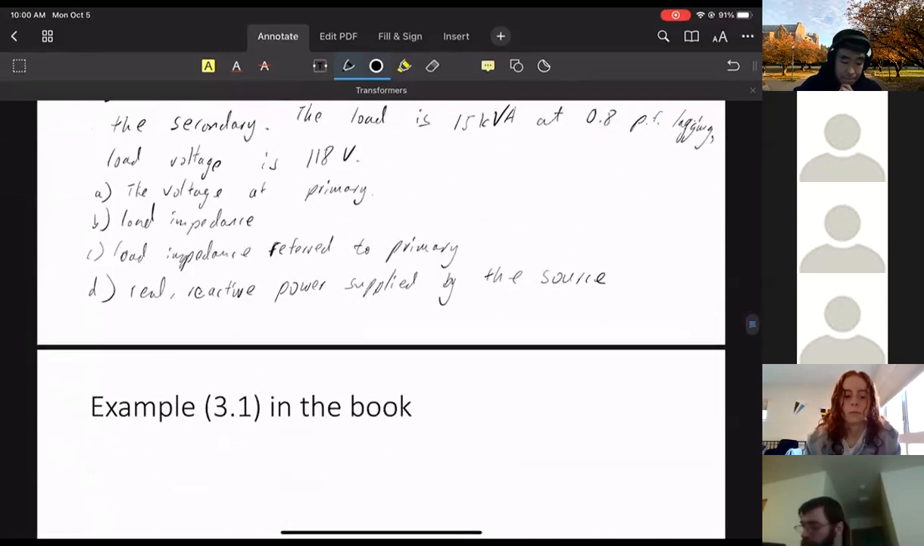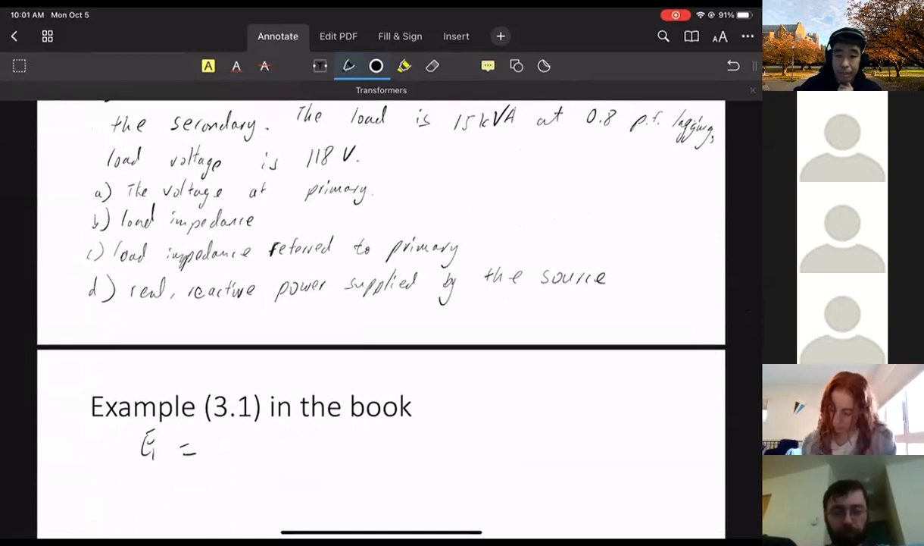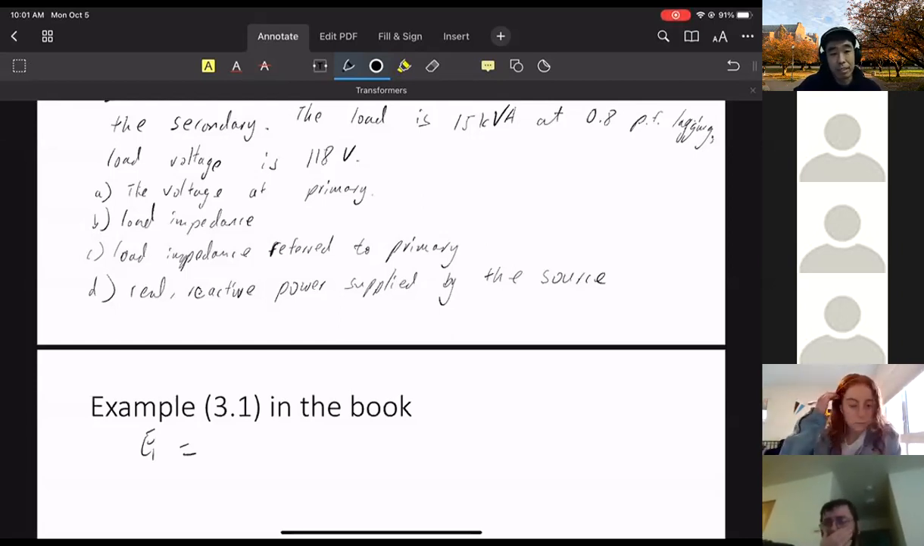What is the voltage at the primary then? What is E1? Which equation do we use to compute E1? What's the turns ratio in this transformer? If it's rated 480, 120, then what's the turns ratio? Yes, it's 4. What the rated voltage tells you is N1 over N2, which is E1 over E2, and this is 4.